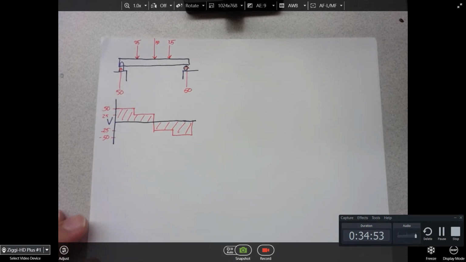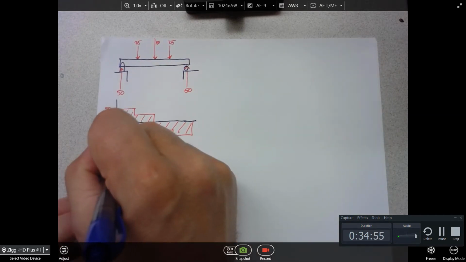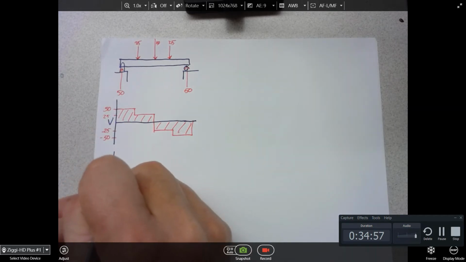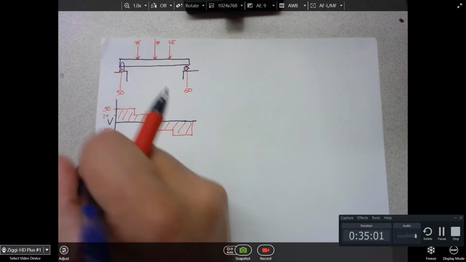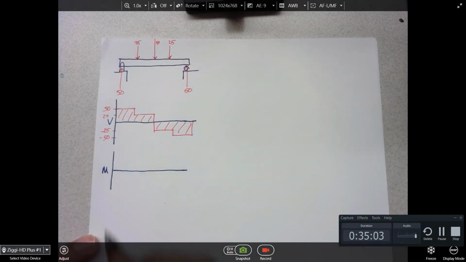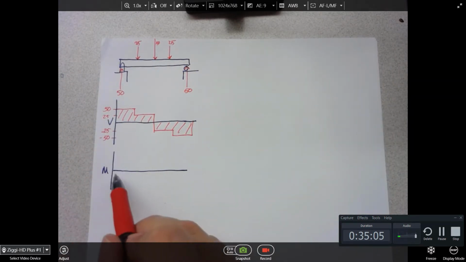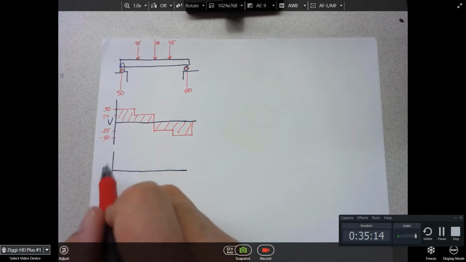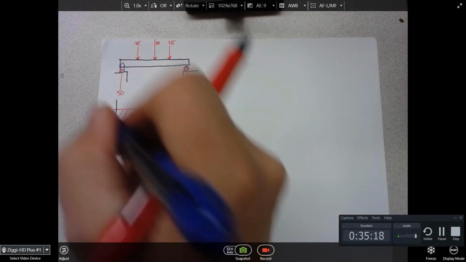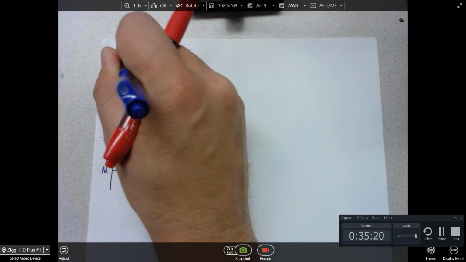Now, can we get the moment diagram from that? You bet. What do my equations tell me? What is the slope of the moment diagram? It's the value of the shear, right? So it's a positive 50. What's the change in the moment diagram as I go? Oh, I should probably put some measurements on here. Let's make each of these 3.